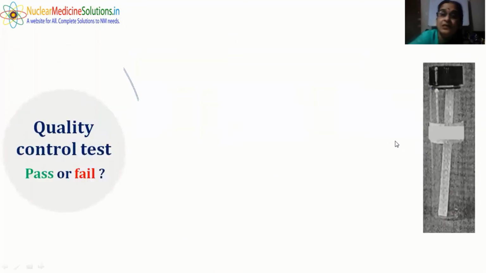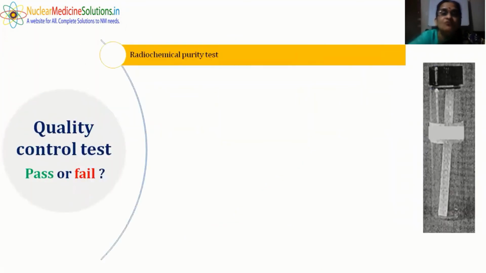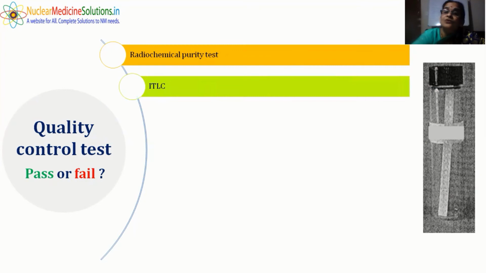Now, quality control test is what we are talking about when we say gallium-68, whether it is a radiopharmaceutical, whether we can inject this into the patient or not. The most important test to perform is the radiochemical purity test, to find out what percentage of the radioactivity is free gallium, whether it is labeled or not.